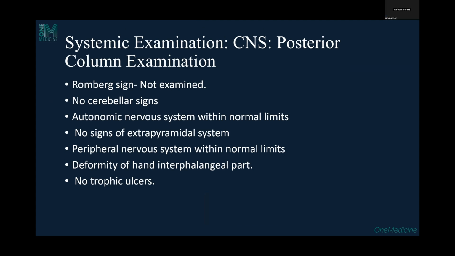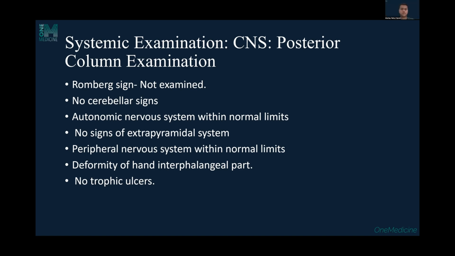Romberg sign not examined. Why? The patient is not able to stand. Very good. Posterior column examination. What is the posterior column in the spinal cord? What does column mean? And why have you put cerebellar signs in that posterior column? Spinocerebellar. Yes, sir. Do not have these headings, okay? If you have done cerebellar signs, if you thought of a cerebellar stroke, then mention cerebellar signs in a separate column. Otherwise, do not mention all this.